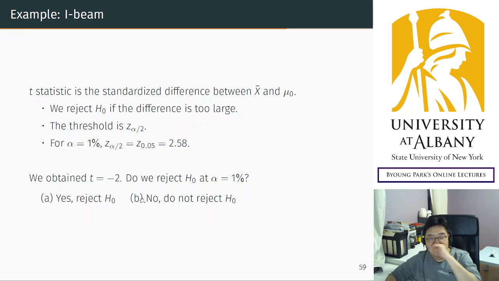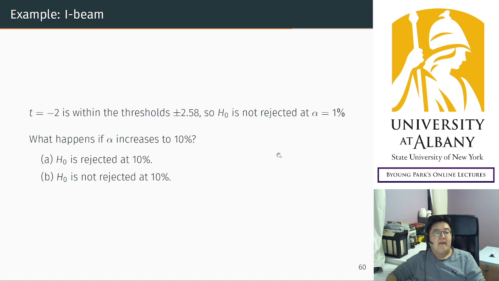This is the typical process of doing a hypothesis test. By the way, there is another typo. Somehow there are a lot of typos in these slides. Sorry about that. And now I will ask you this way. What happens if alpha increases to 10%? If the significance level was 10%, how would the decision change?